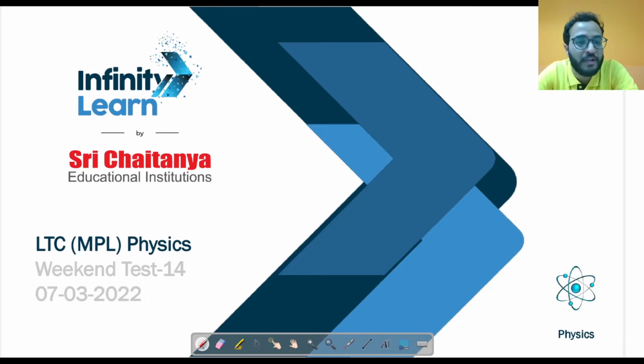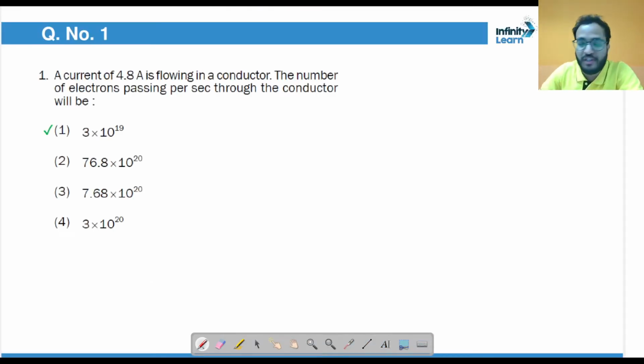I'm Ravindram and today I'm going to be discussing with you the physics portion of the LTC MPL weekend test 14. Okay, so let's go with the first question. The first question says that a current of 4.8 ampere is flowing in a conductor. Current has been given. The number of electrons passing per second through the conductor will be.